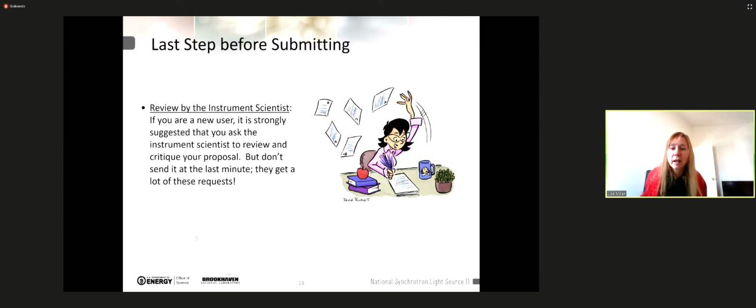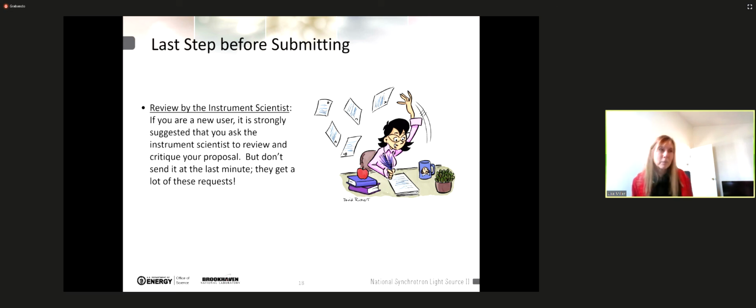Once you've done all of that, the last step here is to really allow the beamline scientist or the instrument scientist to take a look at it. So you downloaded the Word template and you wrote your proposal. You had all of your research group collaborators at home look at it. Everybody's happy with it. Then it's really helpful to send it back to the beamline scientists that you talked to in the beginning, and you say, do you see anything that I need to fix? And they will take a look at it and give you feedback.